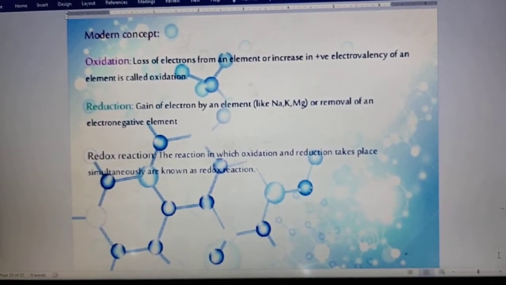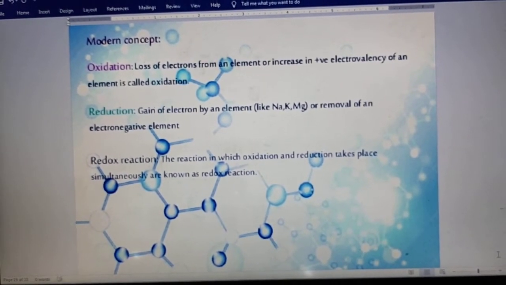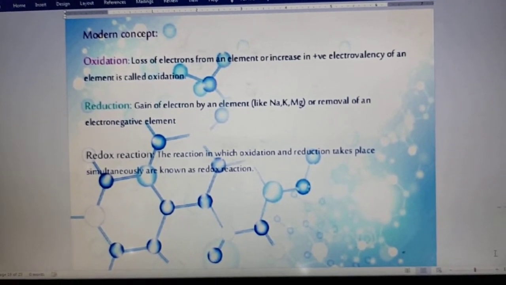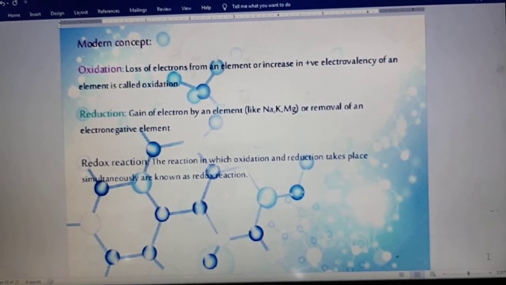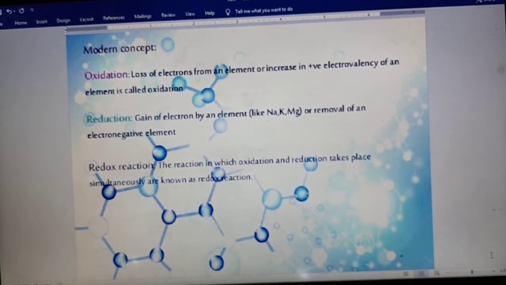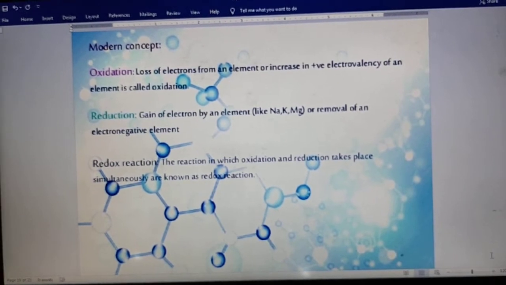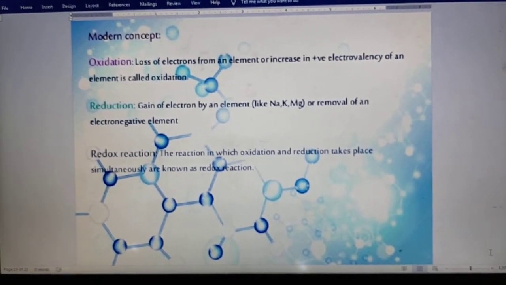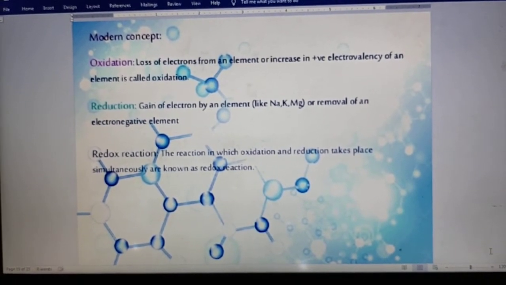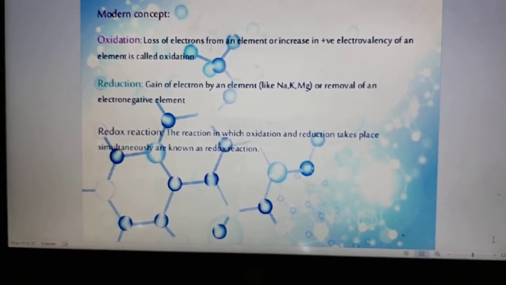Now the last type of chemical reaction is redox reaction, in which oxidation and reduction take place. On the basis of the modern concept, oxidation is a loss of electrons from an element or increase in positive electrovalency of an element, and reduction is a gain of electrons by an element like sodium, potassium, magnesium, or removal of an electronegative element.